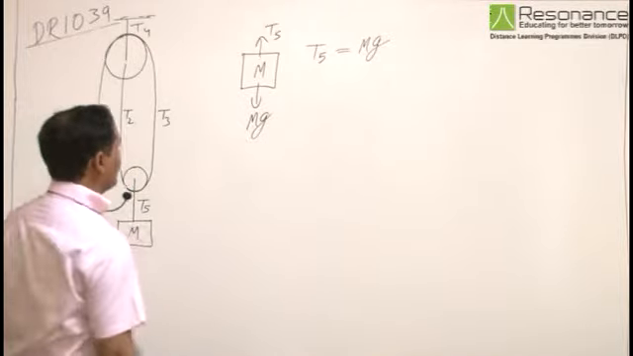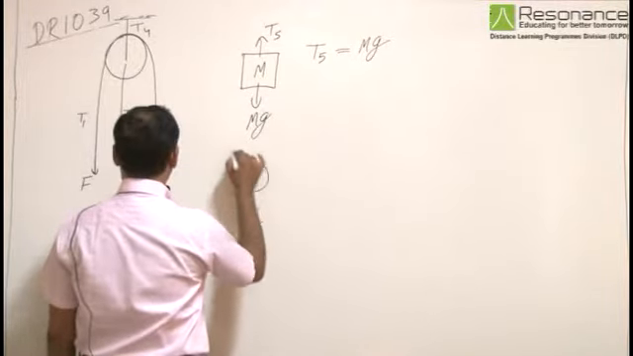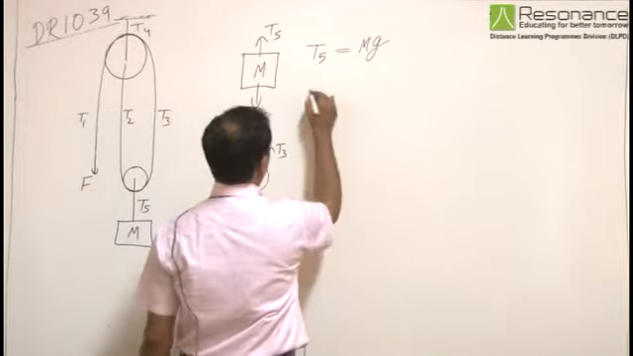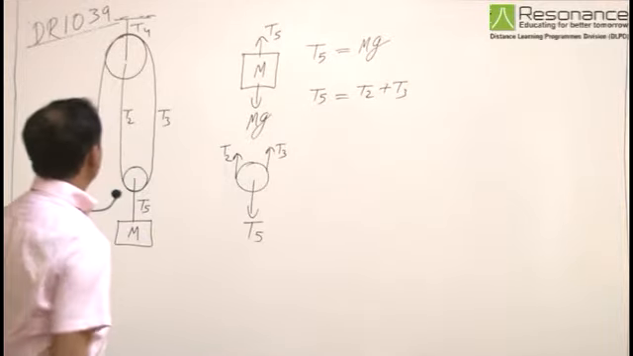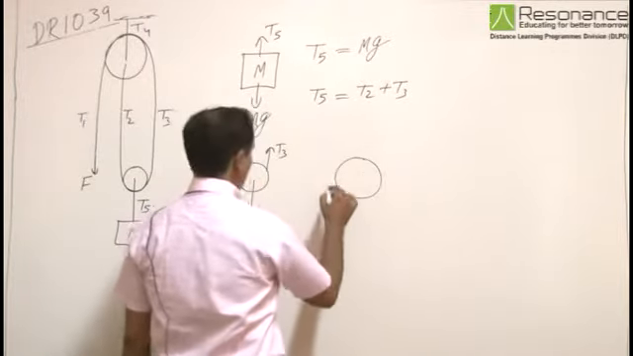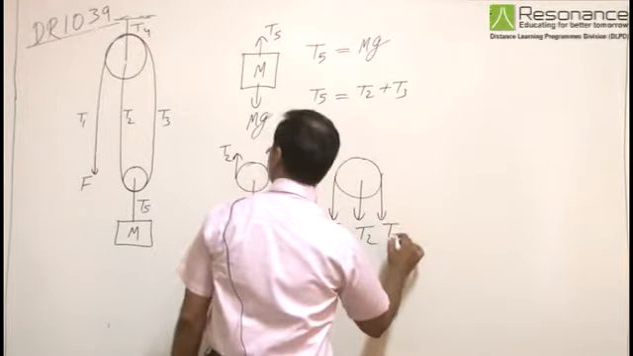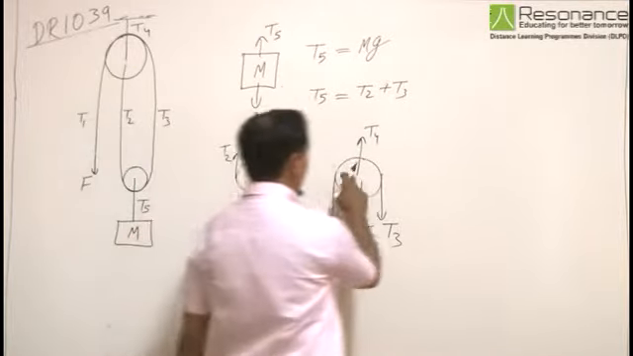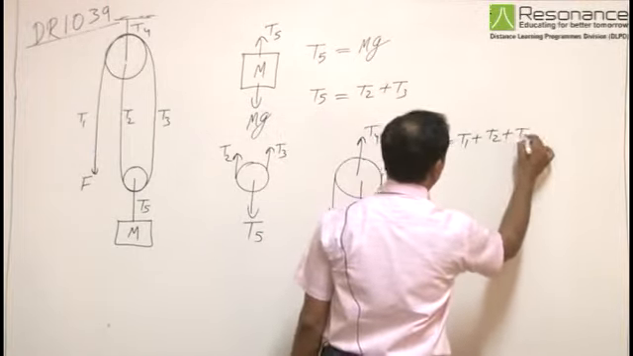Now if I consider this particular pulley, the downward force is T5, and the upward forces are T2 and T3. So here we can write T5 is equal to T2 plus T3. For the upper pulley, we have T1, T2, T3 acting downward and T4 acting upward. So for equilibrium of this pulley, T4 is equal to T1 plus T2 plus T3.